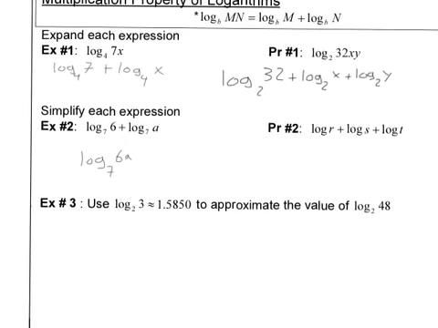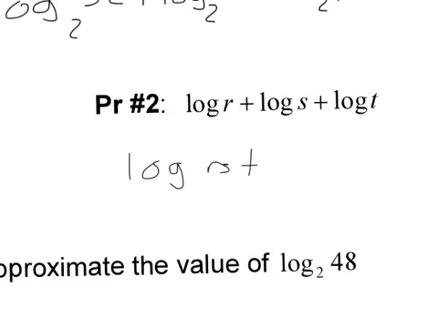Pretty simple. I'll put the answer up there in just a second, so you may want to pause the video now. Okay. Combine it as log of RST. Now you may notice there's no base here. We call those common logs. We'll talk about that more next lesson. But basically that means that there is a base of 10, and we don't really need to write it when it's a base of 10.